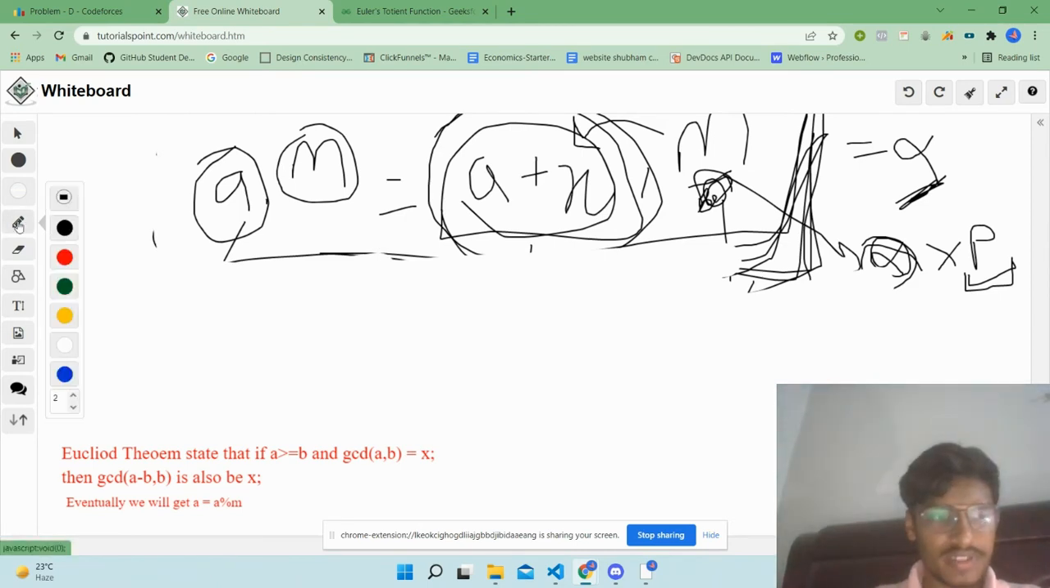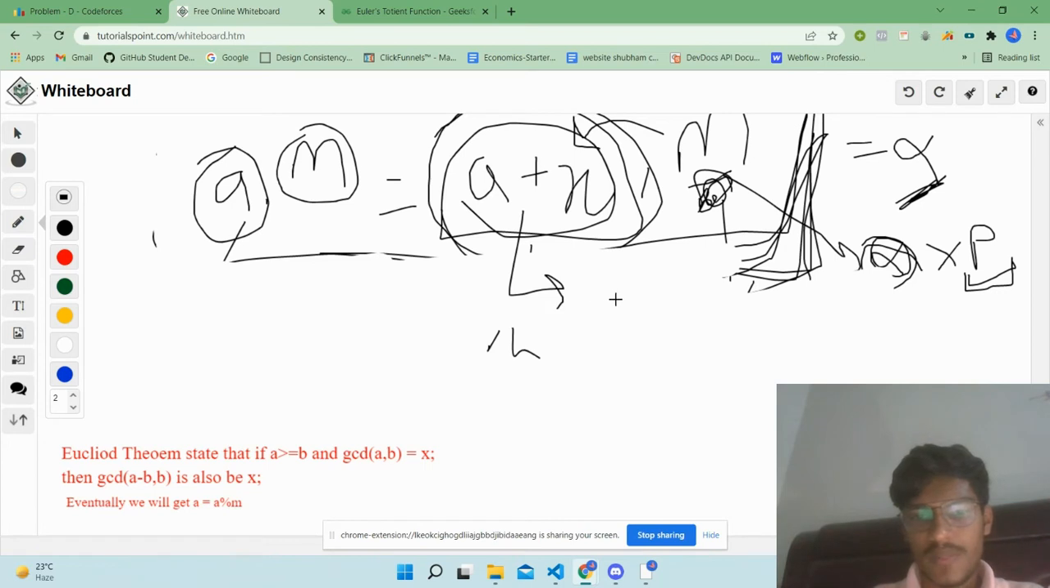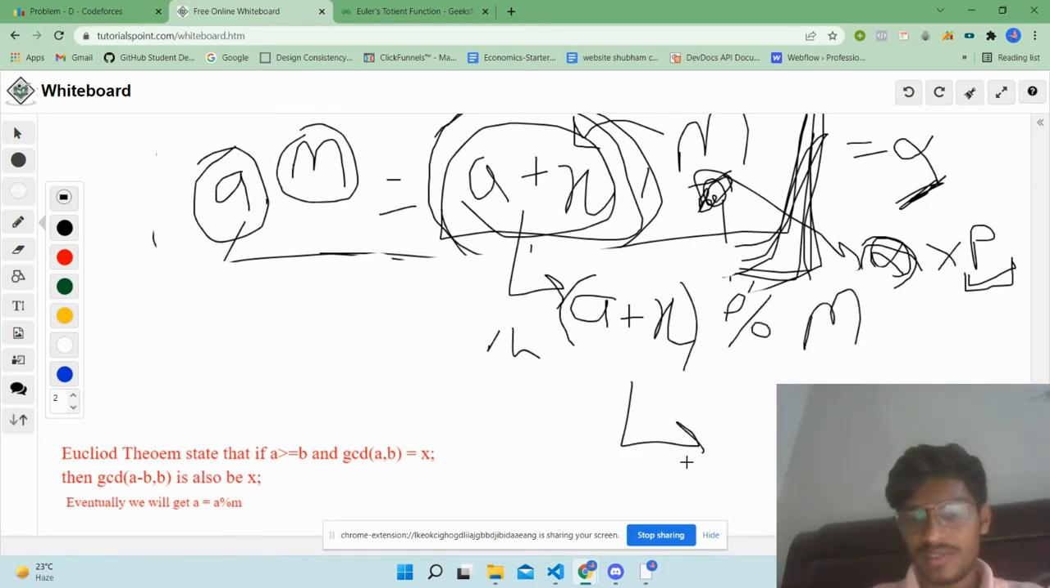Now what are we left with? We are left with A. Our first term is A, like GCD of A plus x comma m turns out to be GCD of A plus x modulo m. And if we are doing modulo with m, we are sure that this number is from the range 0 to m minus 1. And here is the trick.